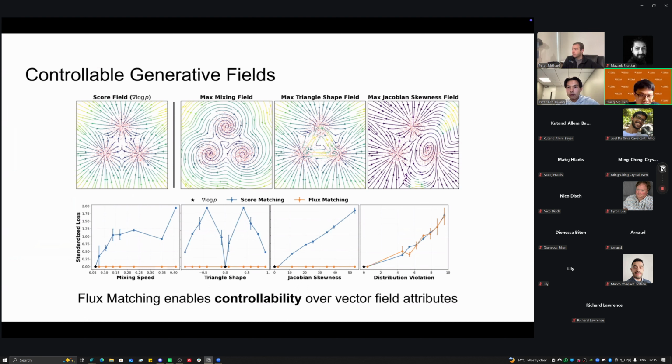Yeah, thanks. Another thing to note is that these things that preserve the distribution have a zero loss for flux matching. But if we introduce dynamics or components that actually violate the distribution, then for both score matching and flux matching, the loss increases, meaning that the flux matching loss would penalize these distribution violating components.